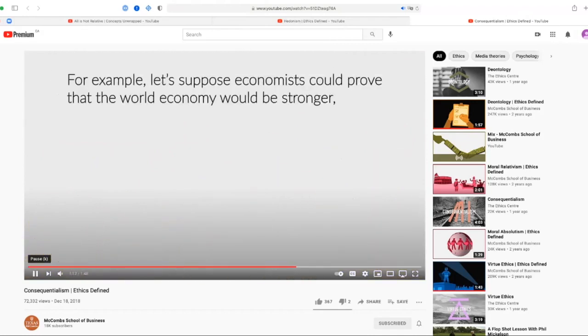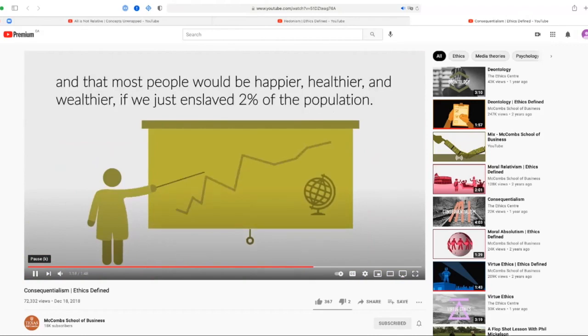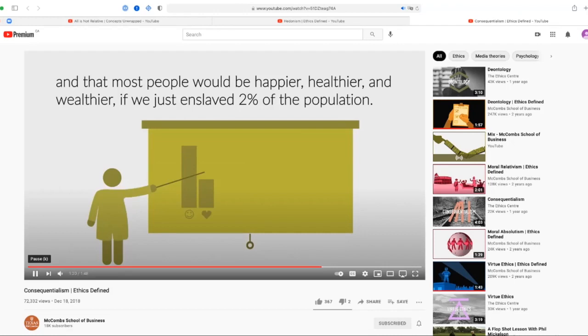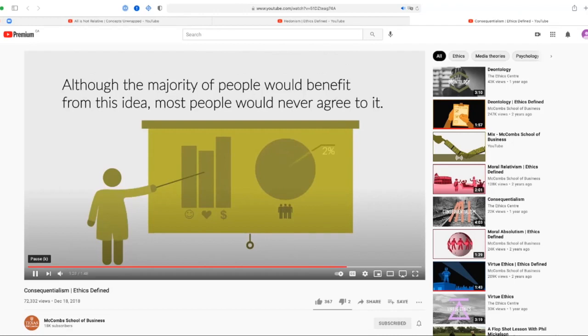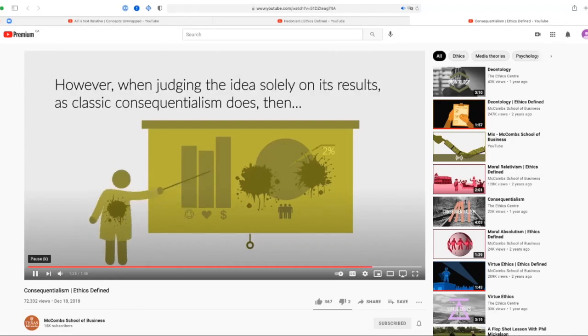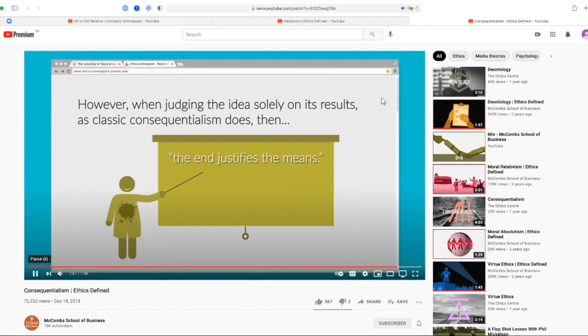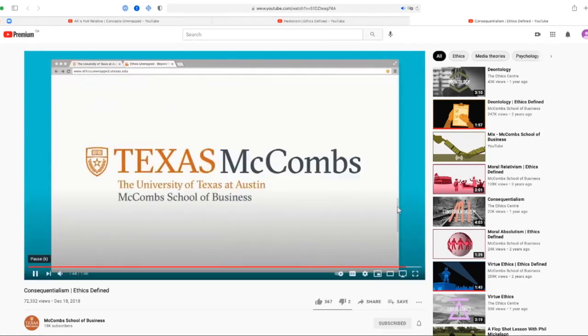For example, let's suppose economists could prove that the world economy would be stronger and that most people would be happier, healthier, and wealthier if we just enslaved 2% of the population. Although the majority of people would benefit from this idea, most people would never agree to it. However, when judging the idea solely on its results, as classic consequentialism does, then the end justifies the means. It's a famous expression. Does the end justify the means?